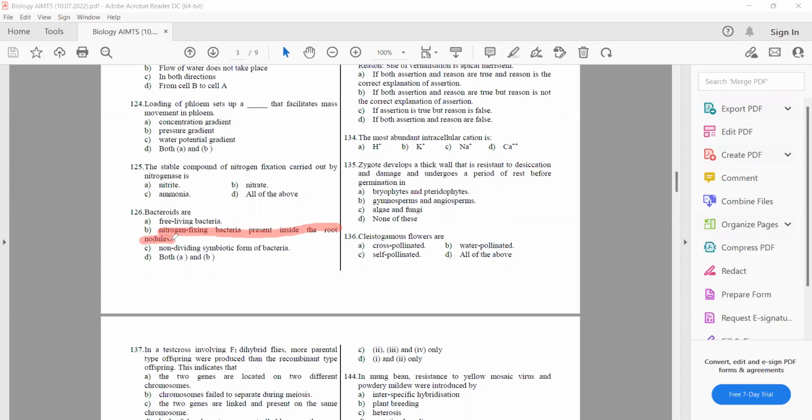When a bacterium infects the root region, you can see there will be a curl on the roots, where the bacterial cells enter into the cortex region of the plant. There you can see there will be a nodule formation, right? So the bacteroids are nitrogen fixing bacteria, and you can see them inside the root nodules.